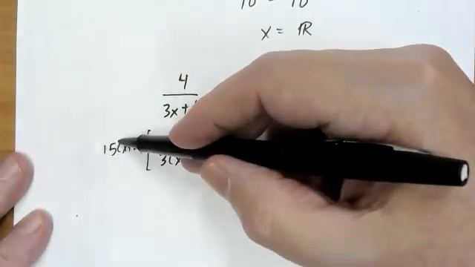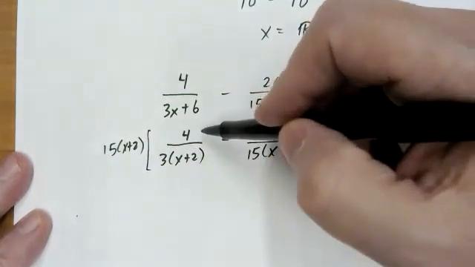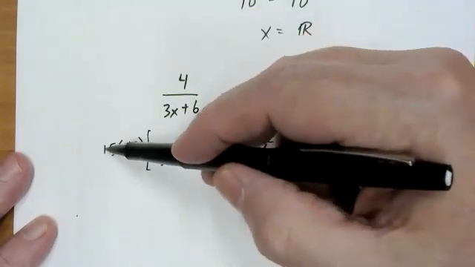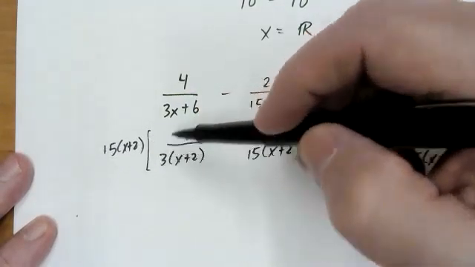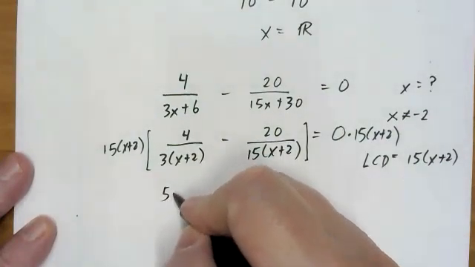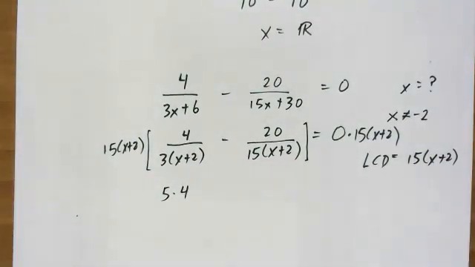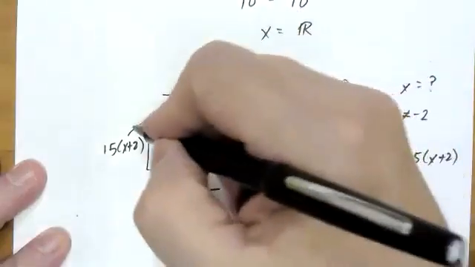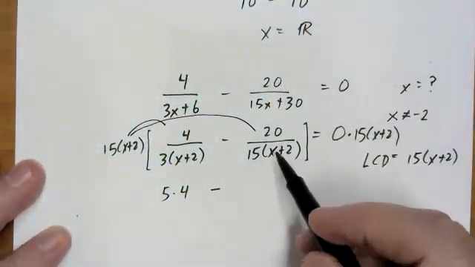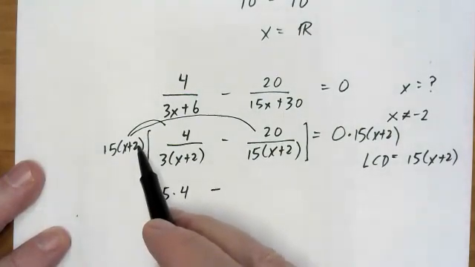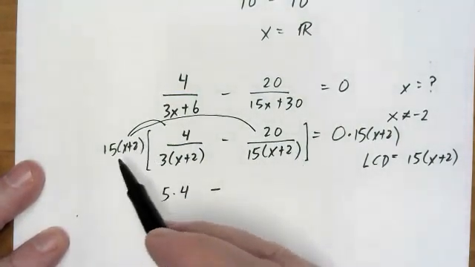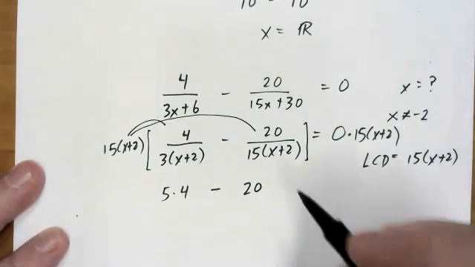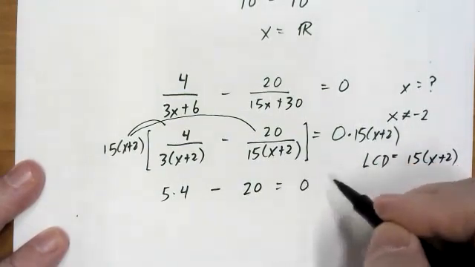Now if we multiply 15 times x plus 2 times this first term, hopefully you notice that the x plus 2's cancel, the parenthesis. And I'm left with 15 over 3, which is 5. So I'm left with 5 times 4. So that's this times this, minus now this times this. It looks like 15 times x plus 2 is actually my denominator, so this cancels out the whole denominator. And I'm left with this. And then on the right-hand side, it's just 0.